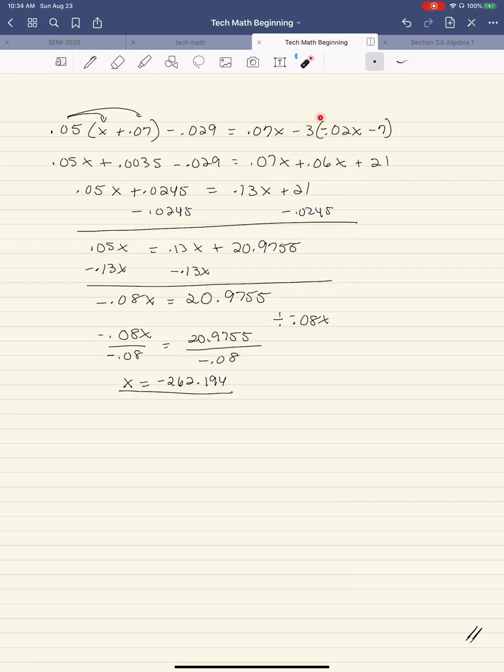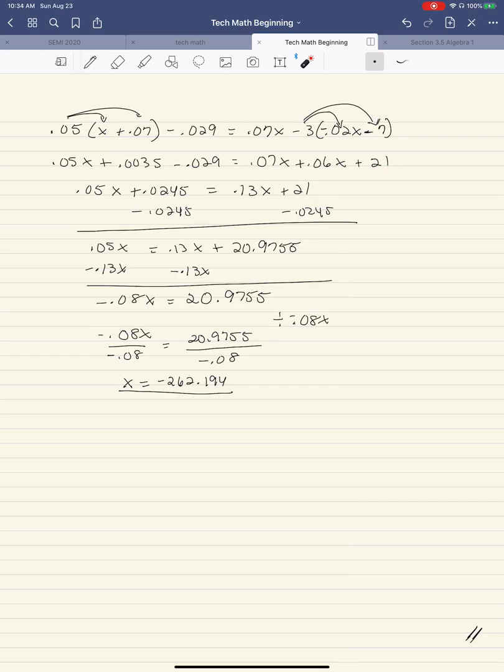That stays. Distribute the 3, negative 3. So negative 3 times a negative 0.02 is a positive 0.06x. A negative 3 times a negative 7 is going to be a positive 21.